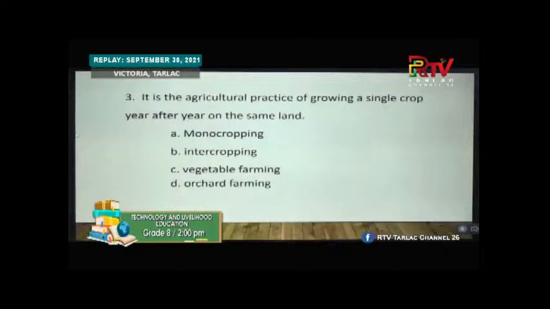Number 3. It is the agricultural practice of growing a single crop year after year on the same land. Letter A, monocropping. Letter B, intercropping. Letter C, vegetable farming. Letter D, orchard farming.